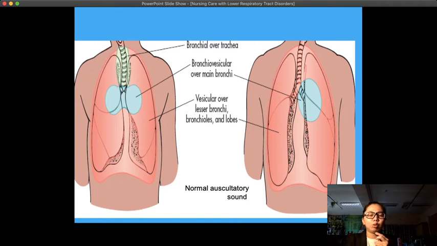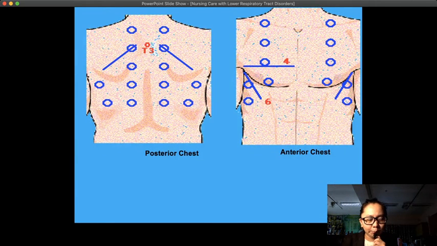So when you auscultate, you should know that the bronchial is here. And then the bronchovesicular over here, and then at the bottom part is the vesicular. So this is the posterior chest and the anterior chest.